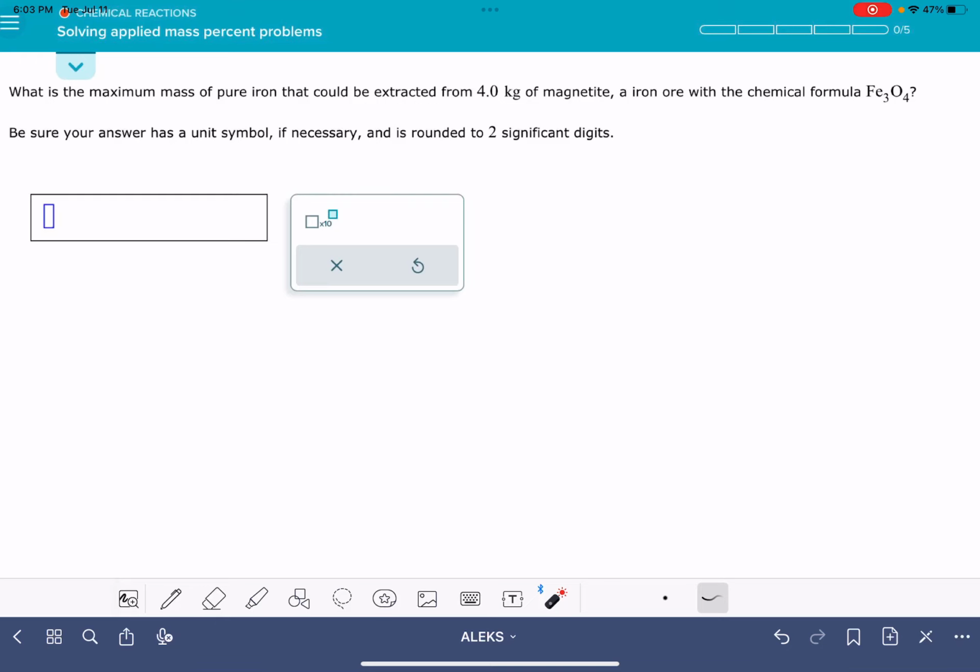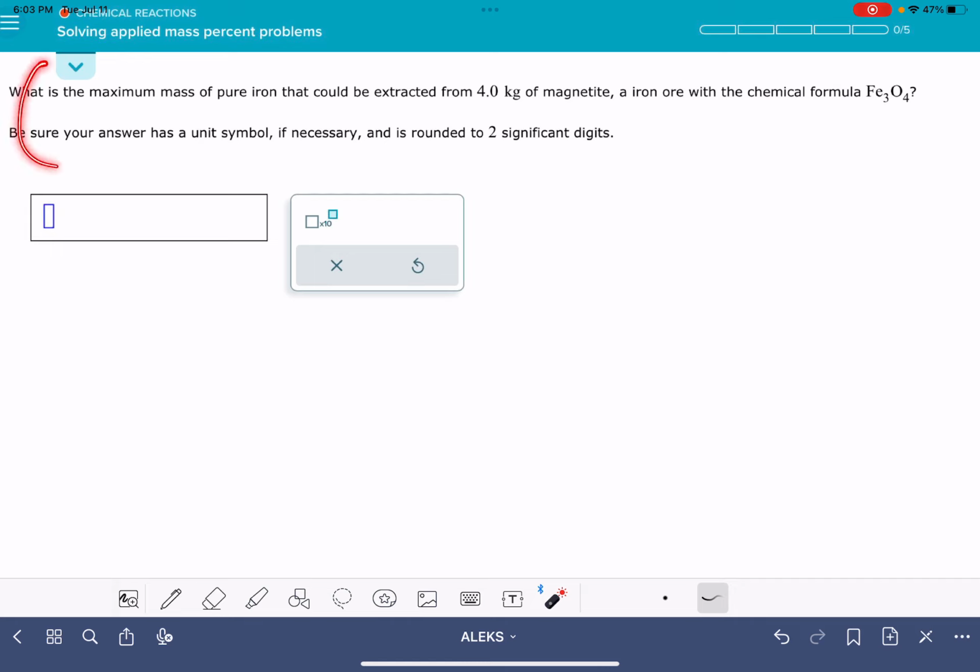In this video, I'll show you how to solve the ALEKS problem called Solving Applied Mass Percent Problems. I have found at least 5 different versions of this problem, and in this video, I'm going to go through all 5 of the versions that I found. So if you're looking for a particular variation of this problem, just start fast forwarding until you find it.